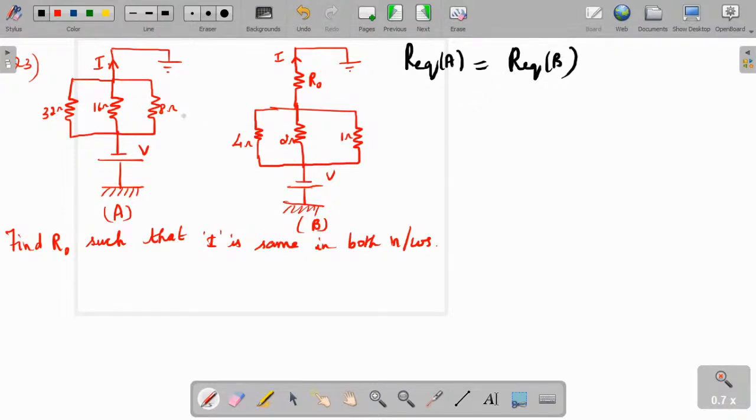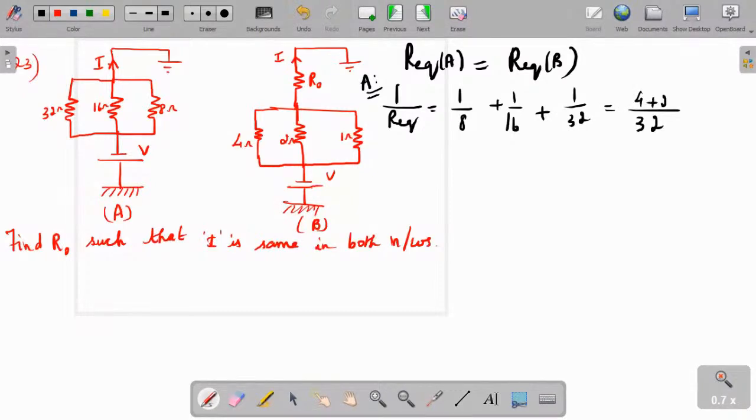So what is R equivalent in network A? Let us find it first. 1 by R equivalent is equal to 1 by 8 plus 1 by 16 plus 1 by 32. Yes, LCM will be 32, so it is 4 plus 2 plus 1, so 7 by 32. And R equivalent in network A is 32 by 7.